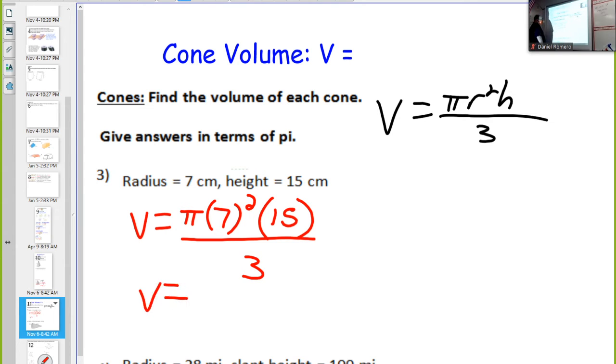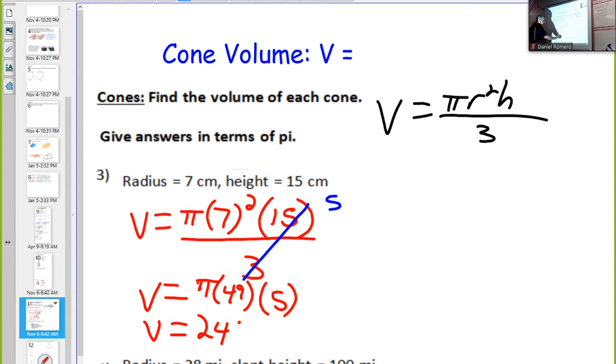If you want to be crazy, you can do two things at once. 7 squared is 49, and at the same time, this 15 and this 3 can be divided. What's 15 divided by 3? You can do it in more than one step if you want, but the point is that the denominator cancels out, for 49 times 5, and in my head I'm getting 245. This is the exact amount, and it does say give me the answer in terms of pi. We don't have to use a calculator today.